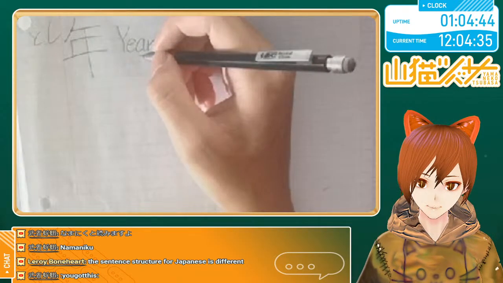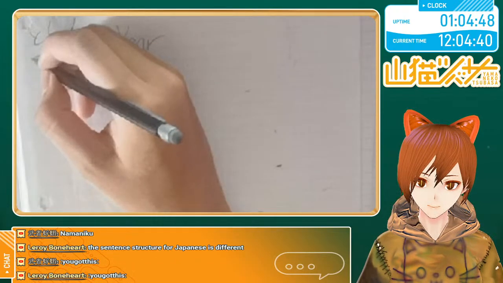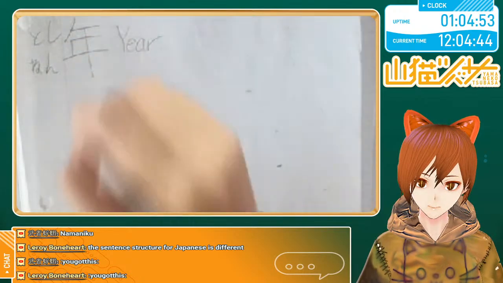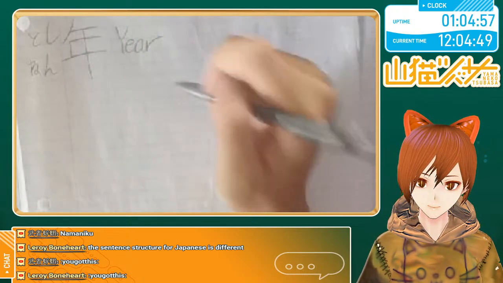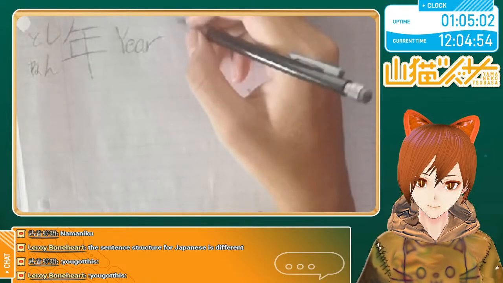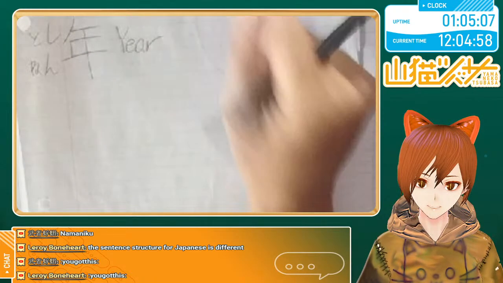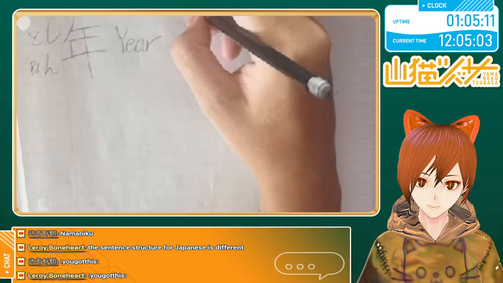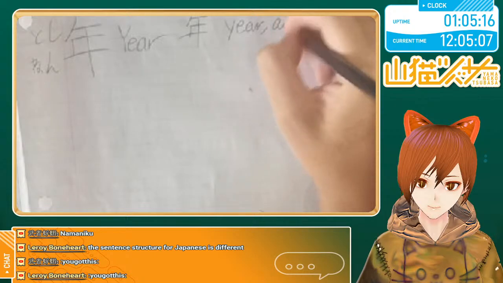Toshi. Nen. Thank you, Leroy. So this is year. Oh, no. Never read the furigana first. So we can just say it like this. Toshi, for year.